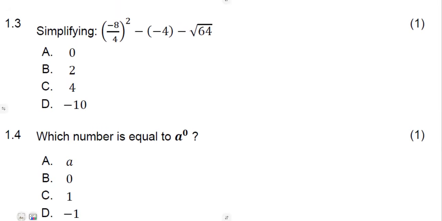All right. -8 over 4 squared minus 4 minus the square root of 64 on 1.3. What can we do? 4 into -8, that's when you divide. -8 divided by 4 is going to give us a -2, but it is going to be squared. Remember, there's a squared there. Minus and a minus gives us a positive. So that's plus 4 minus the square root of 64.